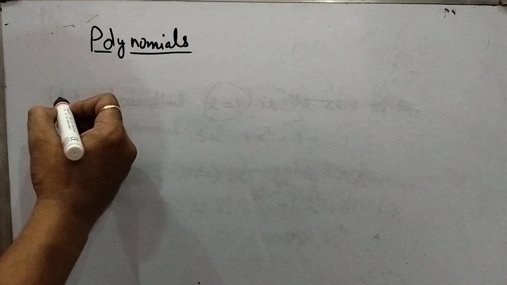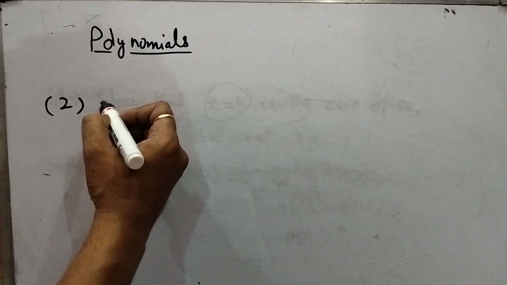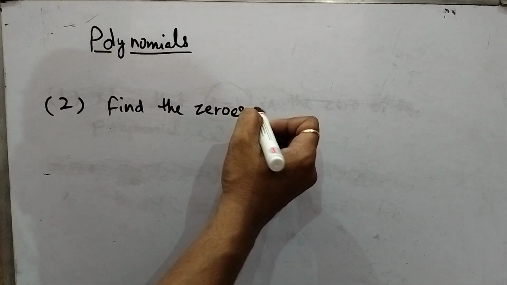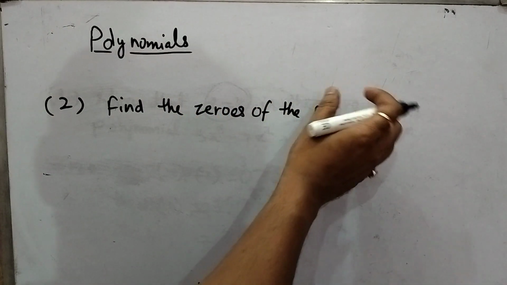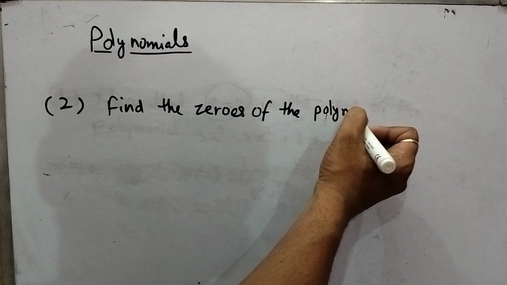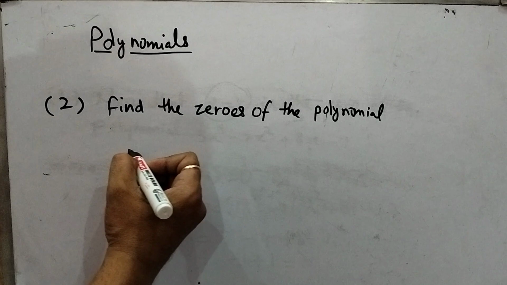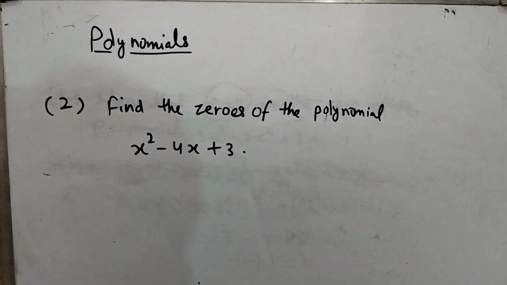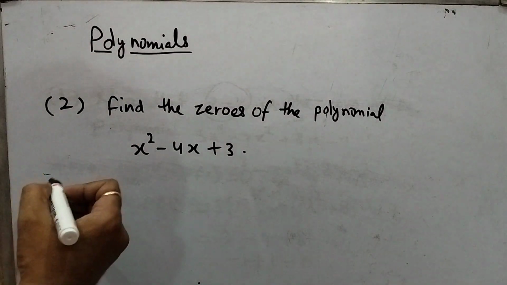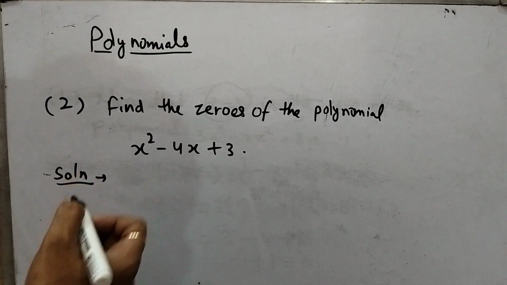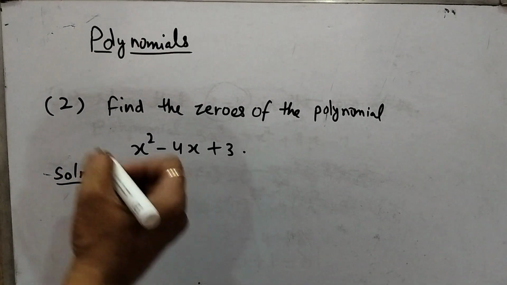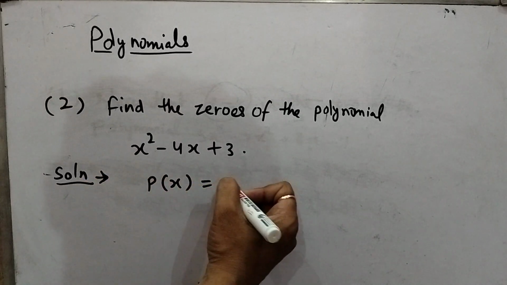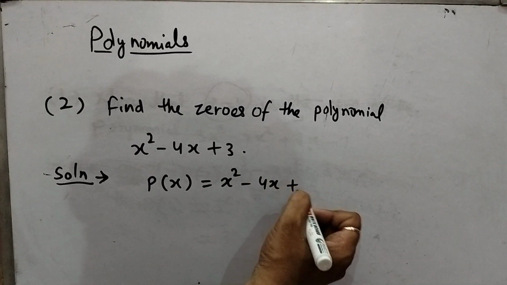Second question I have: find the zeros of the polynomial, and the polynomial is x squared minus 4x plus 3. Alright, so here we have to solve this question by using the factor theorem. So here we have a polynomial p of x equal to x squared minus 4x plus 3.